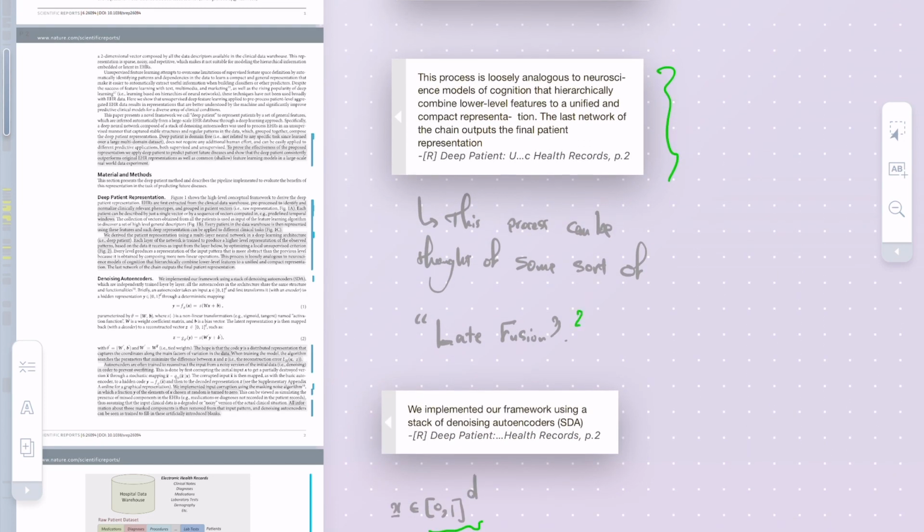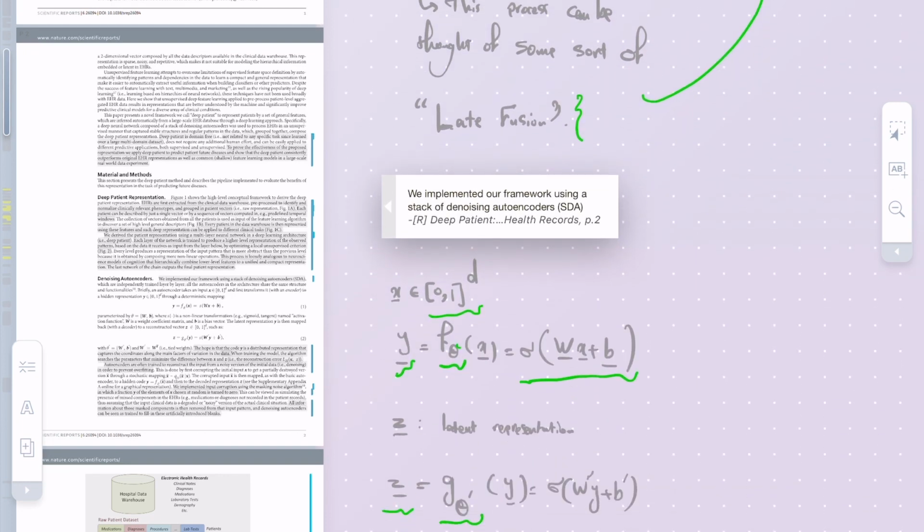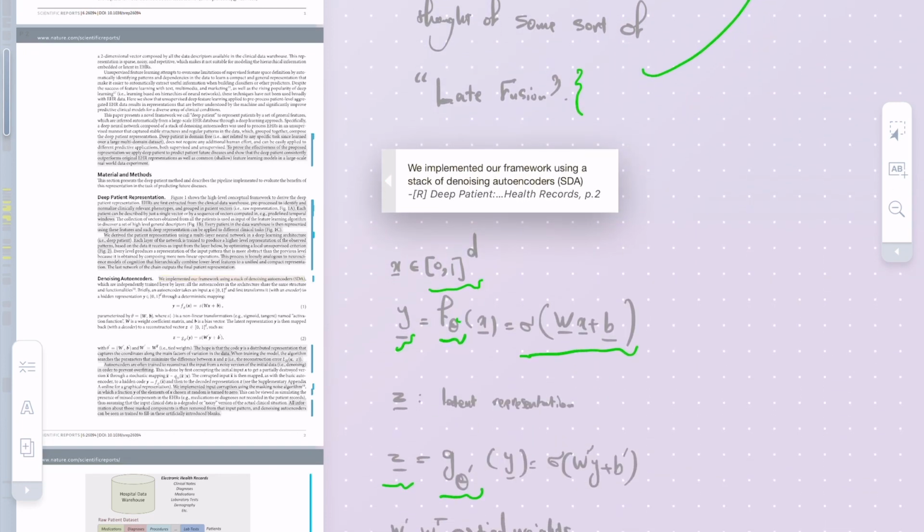They do some sort of late fusion, one would say. We want to hierarchically combine lower level features to unify them, so you don't want to combine all of them in the beginning, so we don't want to do an early fusion. And let's see what these denoising autoencoders are.